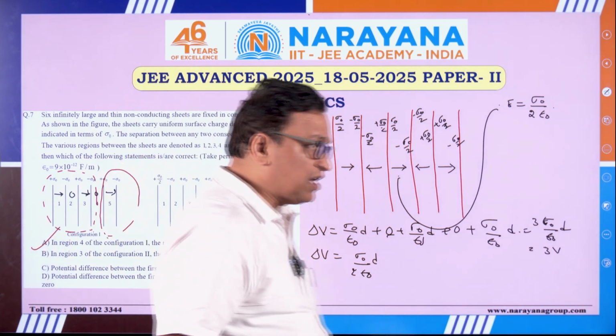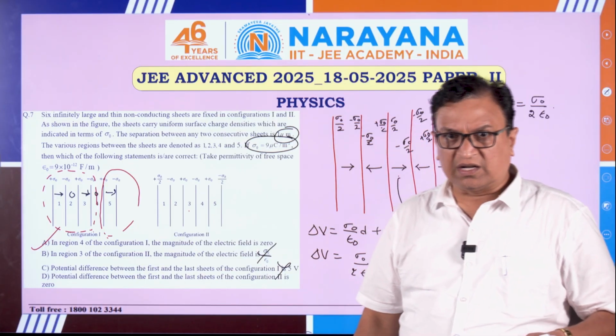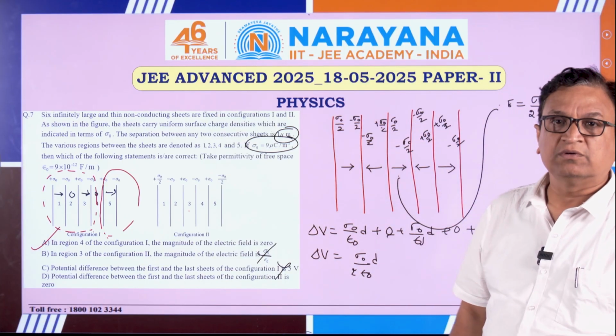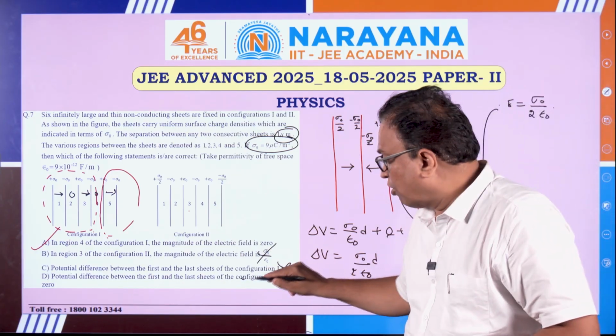By solving which I got 0.5 volts. Actually, sigma naught by epsilon naught into d gives 1 volt. So half of that, 0.5 volts. You said 0, which is wrong.